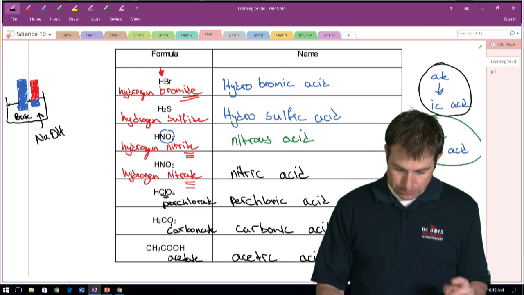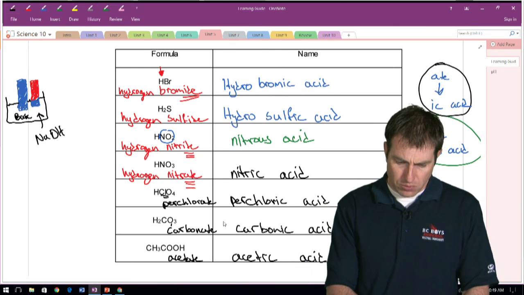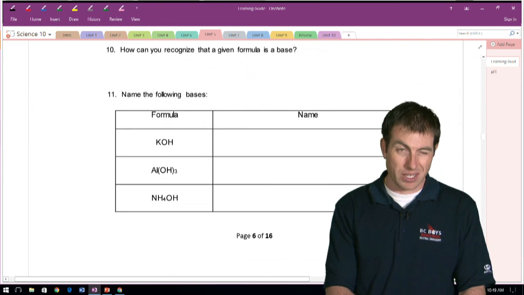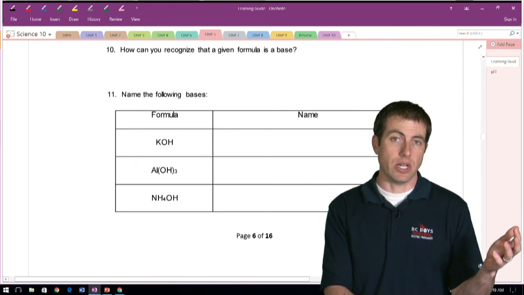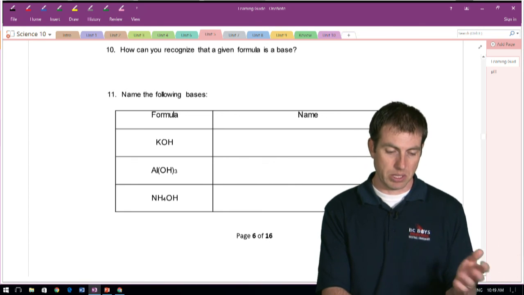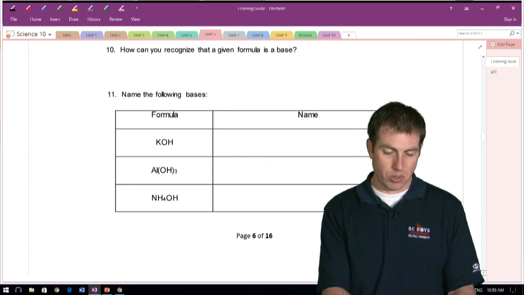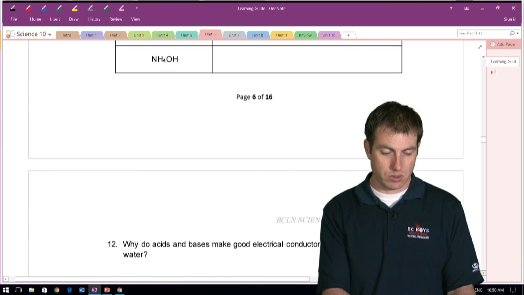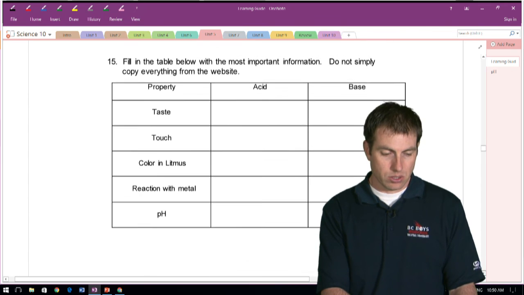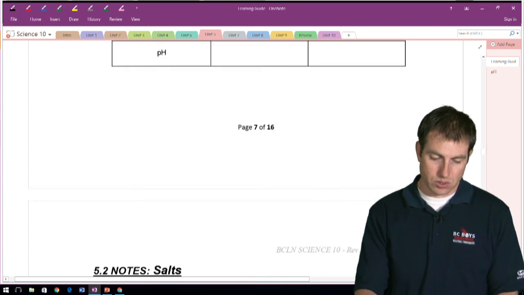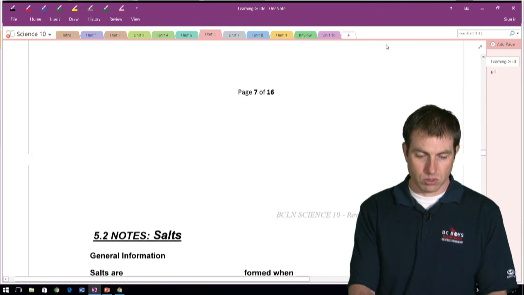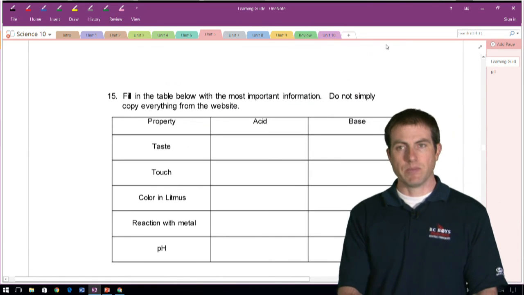Now, I'm not entirely sure how far you guys dug into this. Name the following bases. The base naming doesn't change. If it ends in OH, it's potassium hydroxide, aluminum hydroxide, ammonium hydroxide. So those are named just like they normally would be. And some additional questions, and number 15 is just kind of a summary. That takes us to salts and organics, which we'll cover next day.